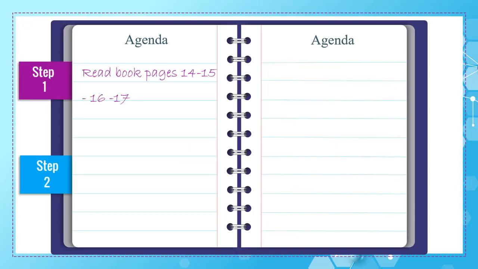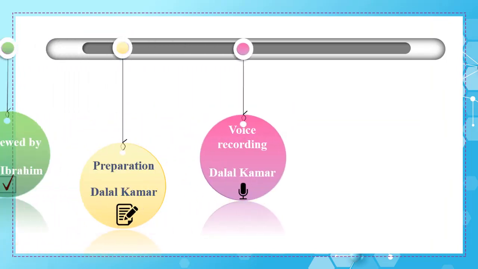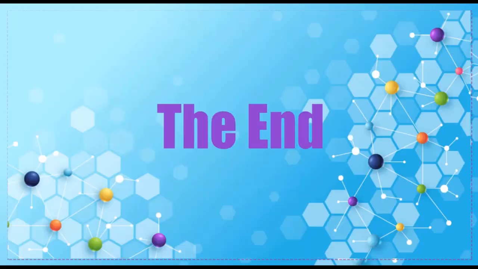Now, please you have to read your book pages 14, 15, 16, and 17, and you have to memorize summary sheet number 1. Thank you for your attention.